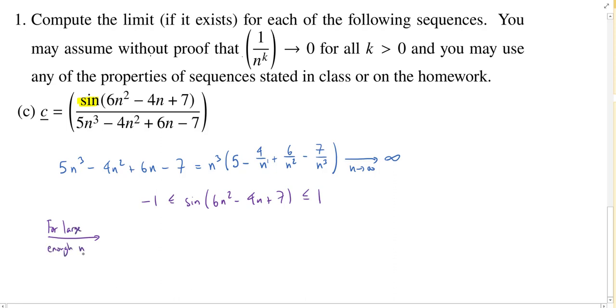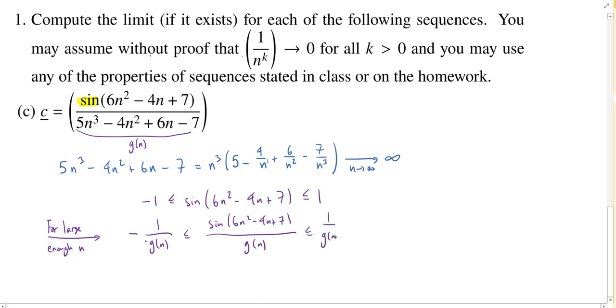So for large enough n, I'll get -1 over this whole polynomial, which I really don't want to copy all of it down. So let me just give a name to it. I'll call it g of n since it's on the bottom. So negative 1 over g of n is less than or equal to the sine, which I could have given a name too, divided by g of n, is less than or equal to 1 over g of n.